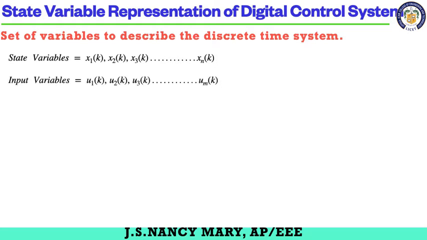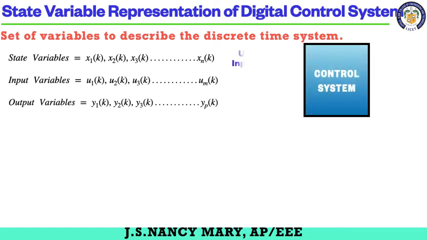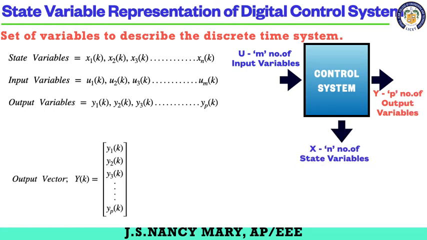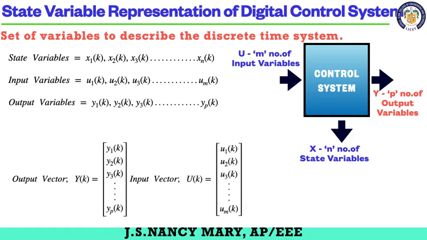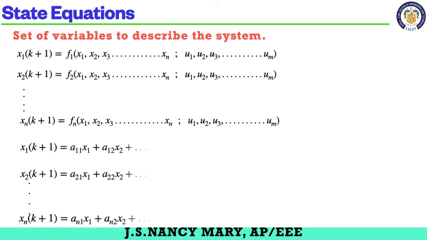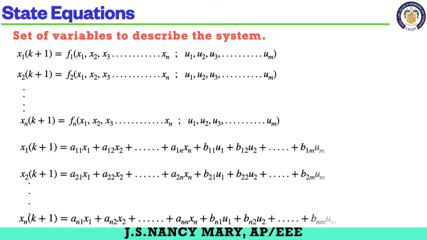Input variables, as usual, we are giving u1 of k, u2 of k, u3 of k, um of k. Output variables y1 of k, y2 of k, y3 of k. So a control system is defined by input, output and the state variables x. So when I am giving the output vector, it is y1 of k, y2 of k, y3 of k, the input vector is u1 of k, and the state variable vector is x1 of k. So when I'm writing the state variable equations, I can write that this is a function of x1 and your u, that is your input.